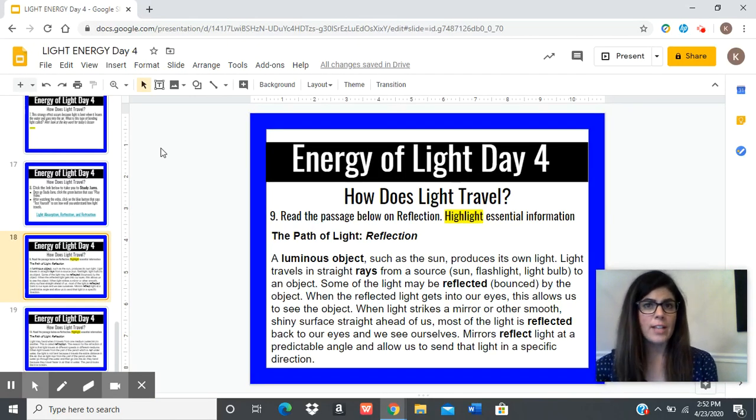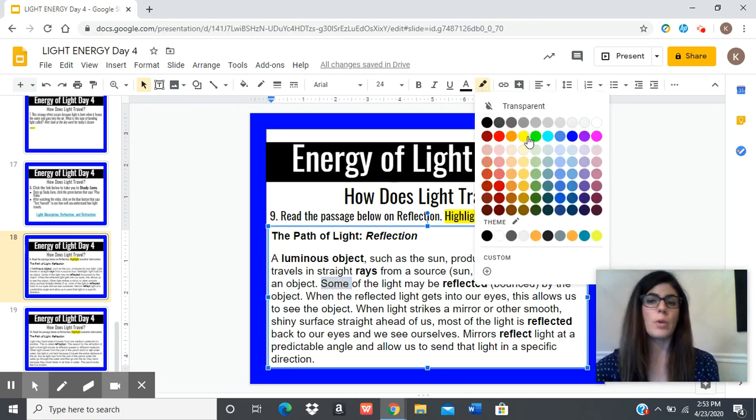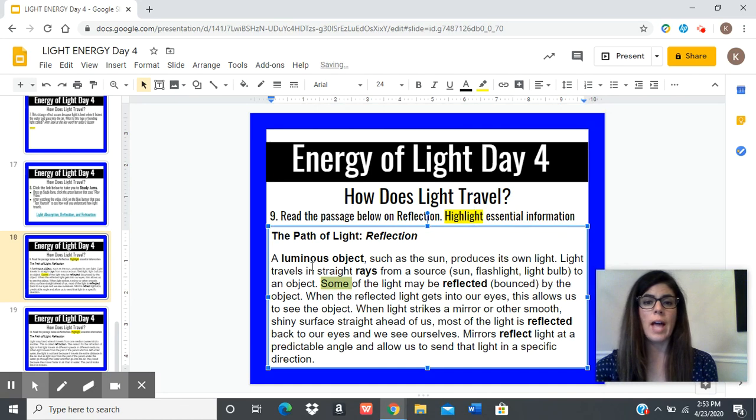The last two slides contain reading passages that provide important information about yesterday and today's experiments. Number 9 says, read the passage below on reflection. Highlight essential information. The path of light reflection. So you're going to read this text, and then you're going to use the highlighting tool, which is this one here. Highlight color, I'm going to use yellow because that's what we normally used in class. And then for all the essential information, you might think luminous object, since it's bold, needs to be highlighted.